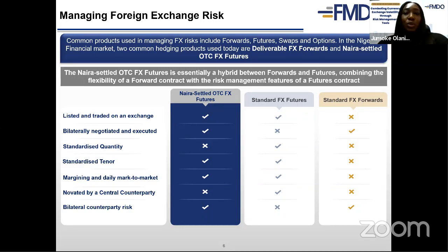It is a futures product in the essence that we've taken all the risk management features of a futures contract, which is typically traded on an exchange, but we've given the flexibility of a forward contract such that you can match the exact size of your exposure in a foreign exchange transaction, bringing the two together to give you what we call the Naira settled OTC FX futures contract, best of both worlds, as I would call it.